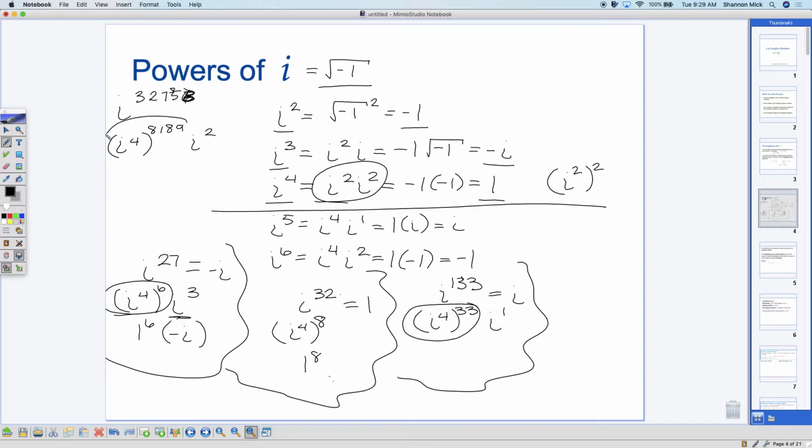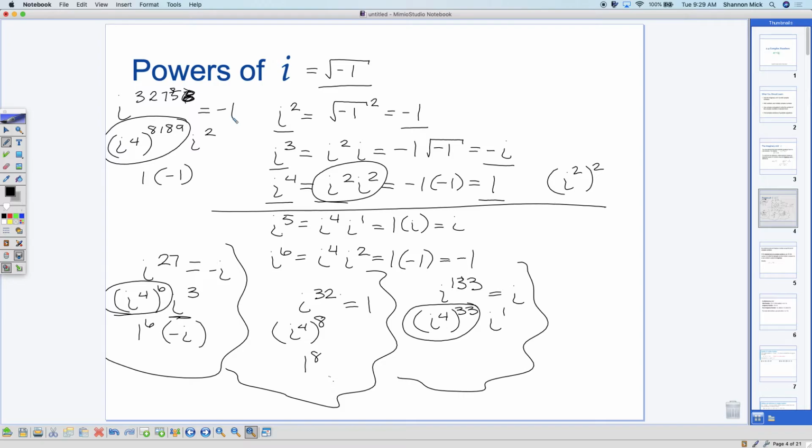So what does this whole thing equal? 1. And what does i to the second equal? -1. Show your answers. Can we just do imaginary numbers for the rest of the year? That'd be great. i to the 27 equals -i. Yes.